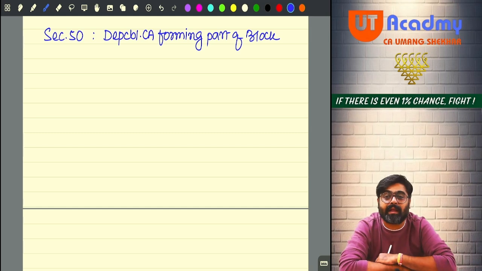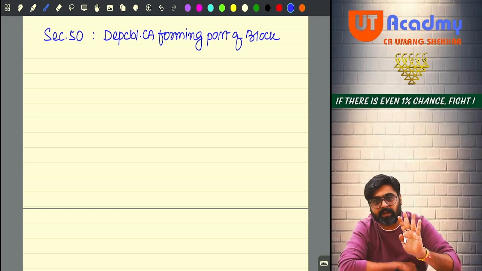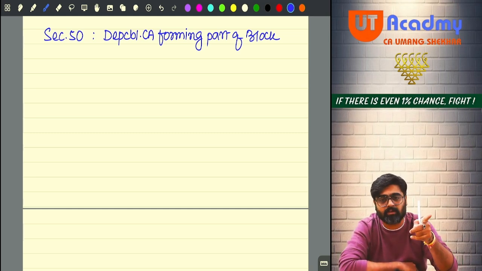How to calculate the capital gain in this case? What will be the cost? What will be the period of holding? What will be the nature of capital gain? Everything is spoken, everything is discussed in section 50.